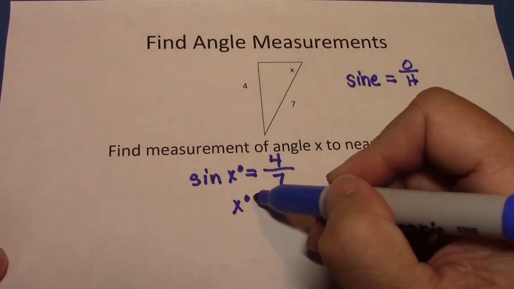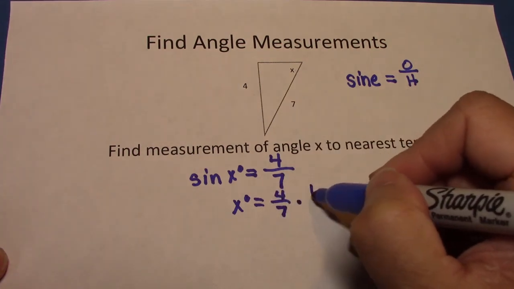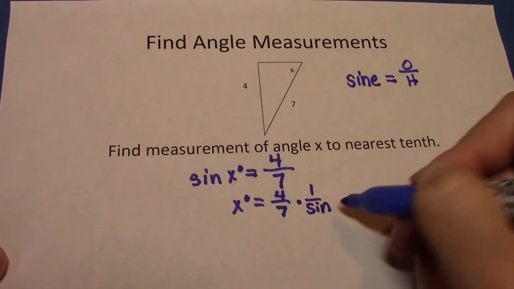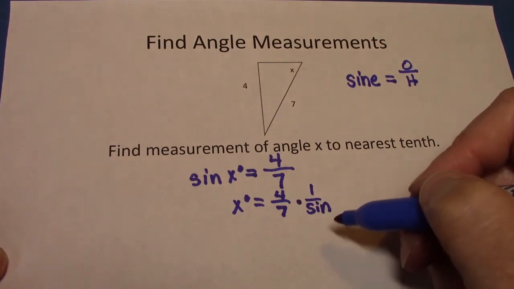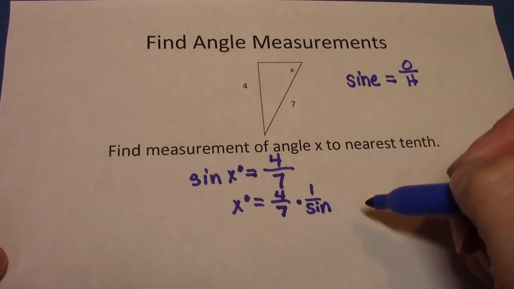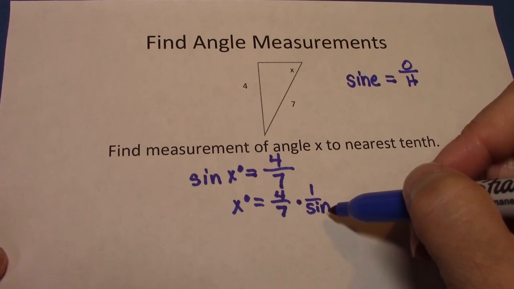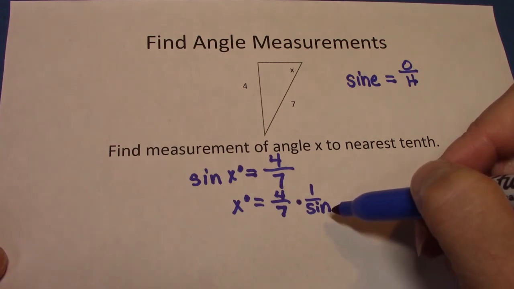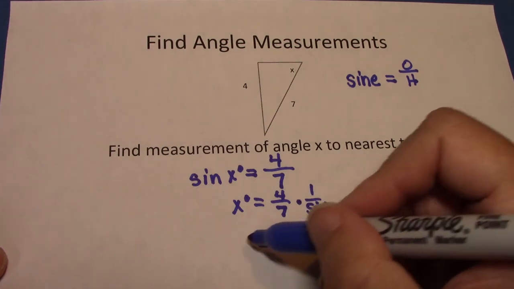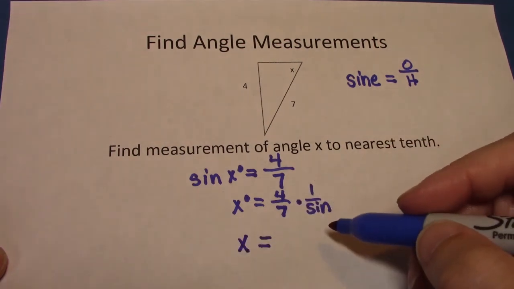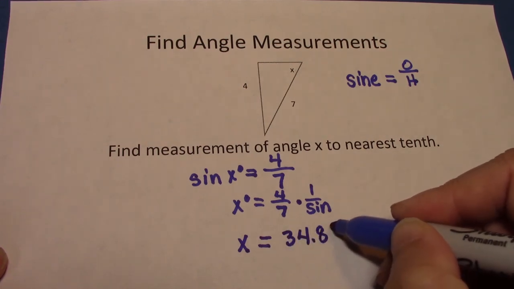Once again, we're going to divide this fraction by sine, which is the same as multiplying by its reciprocal. On a calculator, we enter the second and then sine, to get our 1 over sine value. And then we're going to press 4 divided by 7, and we're going to find that x, again rounded to the nearest tenth, is 34.8 degrees.